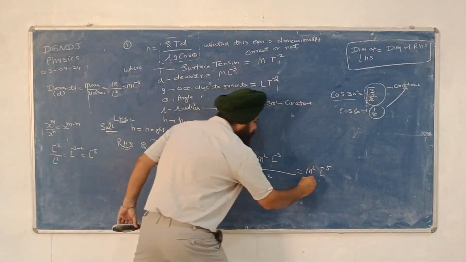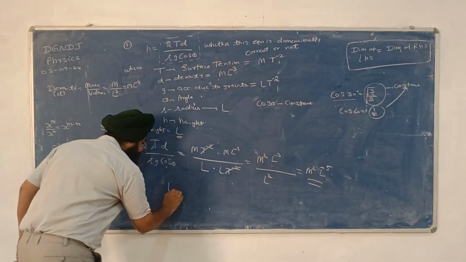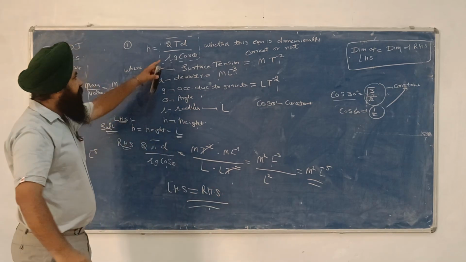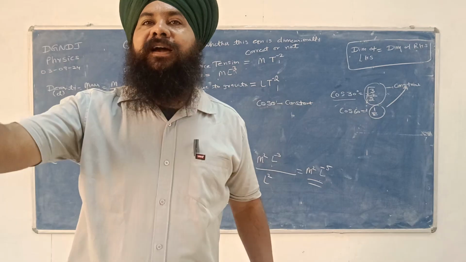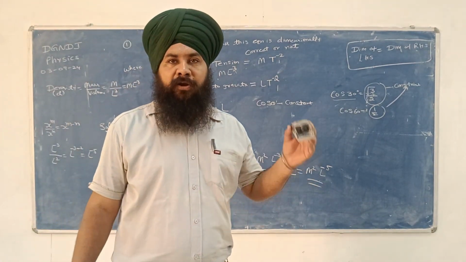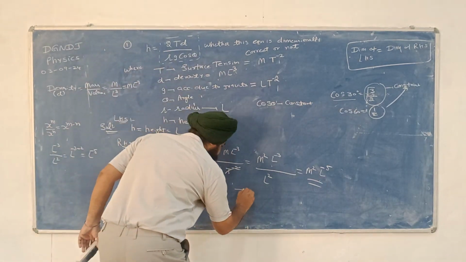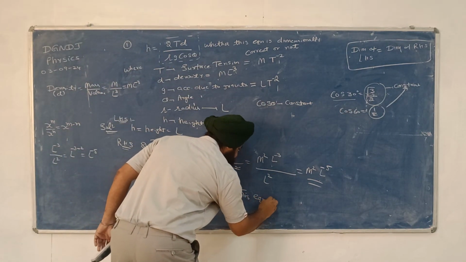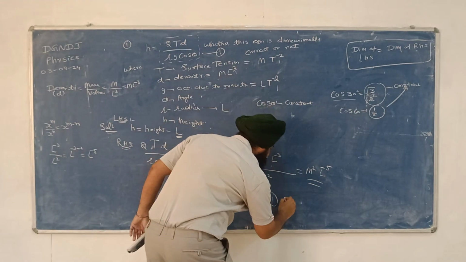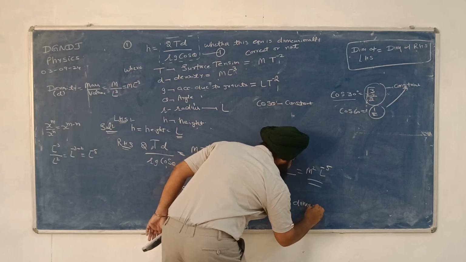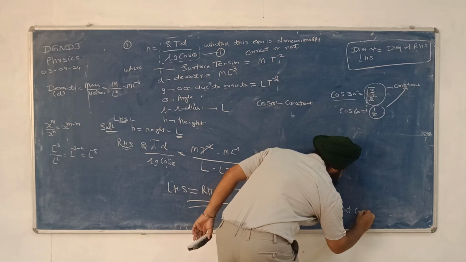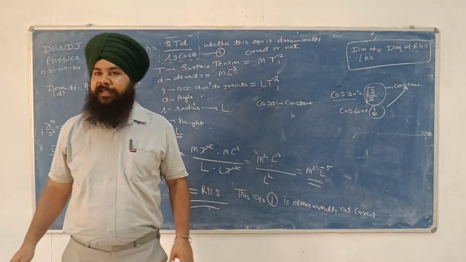This term is not equal to this term. Okay, so I will write here LHS is not equal to RHS. So this equation is dimensionally not correct. सारे बोलिए. This equation is dimensionally not correct. So I will write here, let us say this is equation number 1. This equation number 1 is dimensionally not correct. हिंदी में बता रहा हूँ.